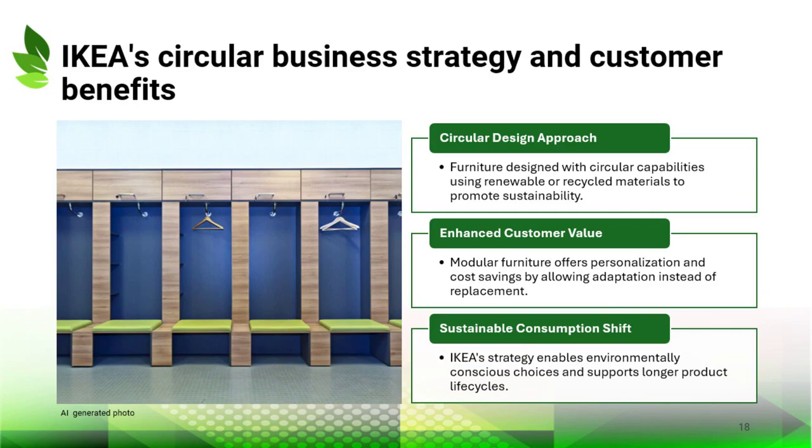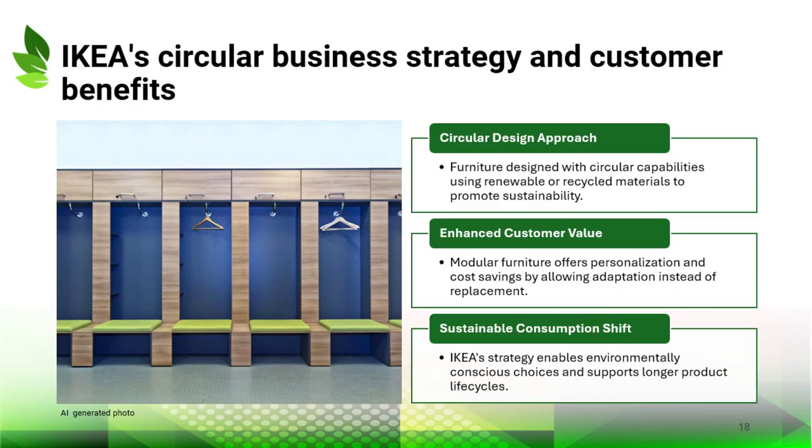IKEA's People and Planet Positive strategy aims for circularity by 2030, with modular design as a key enabler. All products are being designed with circular capabilities, using renewable or recycled materials, and services that help customers prolong product life. IKEA also explores materials that are easier to recycle and components that can be efficiently disassembled.